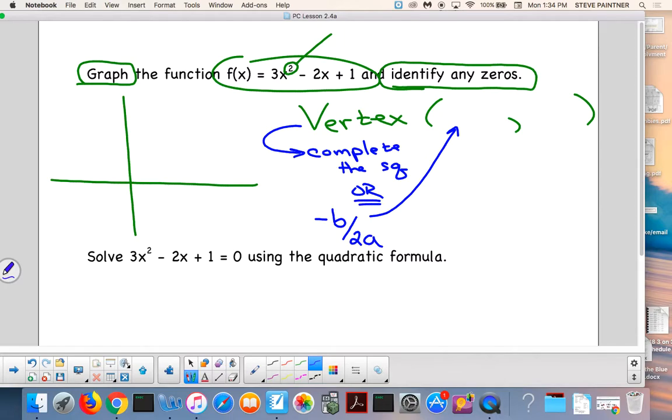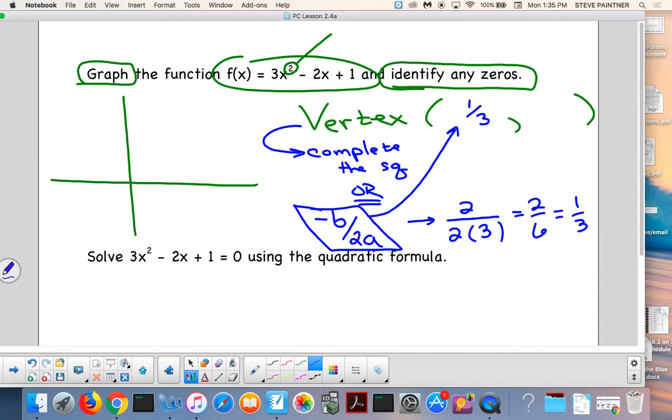To get the vertex, you could complete the square if you wanted, or this would do it, wouldn't it? Negative b over 2a would get you the x value of your vertex. Opposite of b is what? 2. Over 2 times what? 3, which makes 2 over 6, which makes 1/3, comma, something. What'd you get? 2/3, okay.